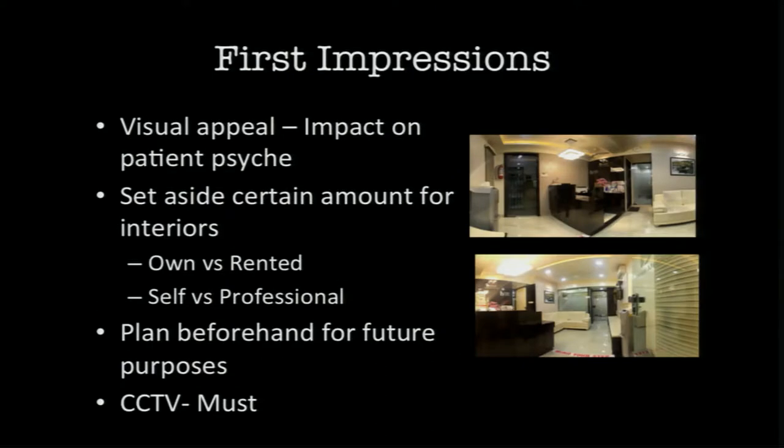So first impressions have a very lasting impact on the patient's psyche and on the conversion of patients for procedures. So you have to set aside a certain amount for interiors. If your place is rented, I would not go over the top. But if it is your own place, then you can spend a little more on interiors because it's going to be lasting and it's going to be there for a long time.